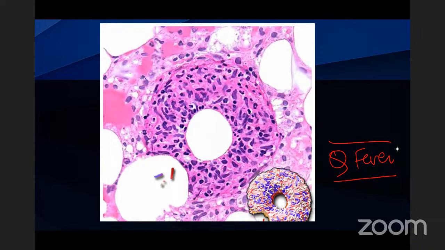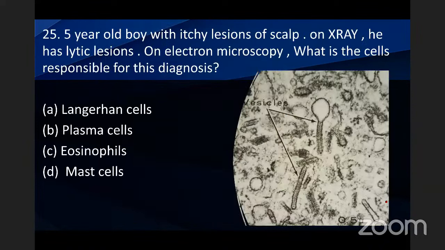Apart from that, where do you see Dürck granuloma? It is seen in falciparum malaria, but in the brain. That's the question that they ask you: where do you see them? You see them in the brain. So these are some questions on granulomas that they ask you. Okay, let's go to the next question.